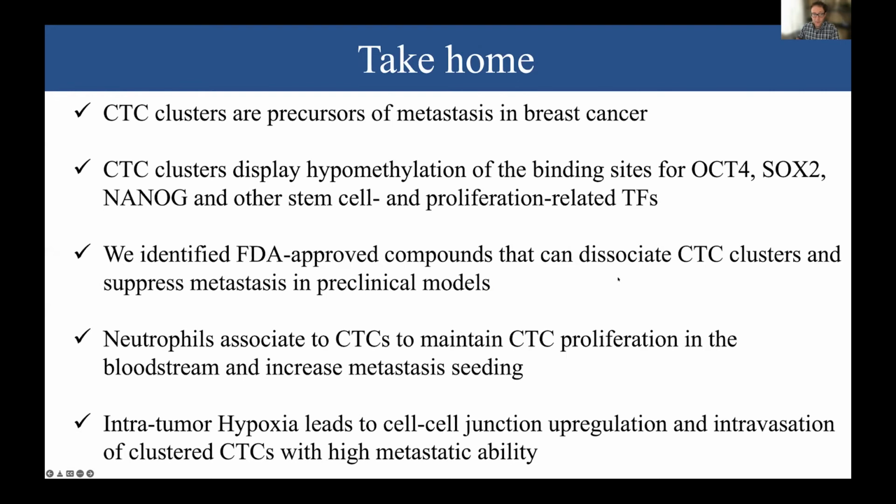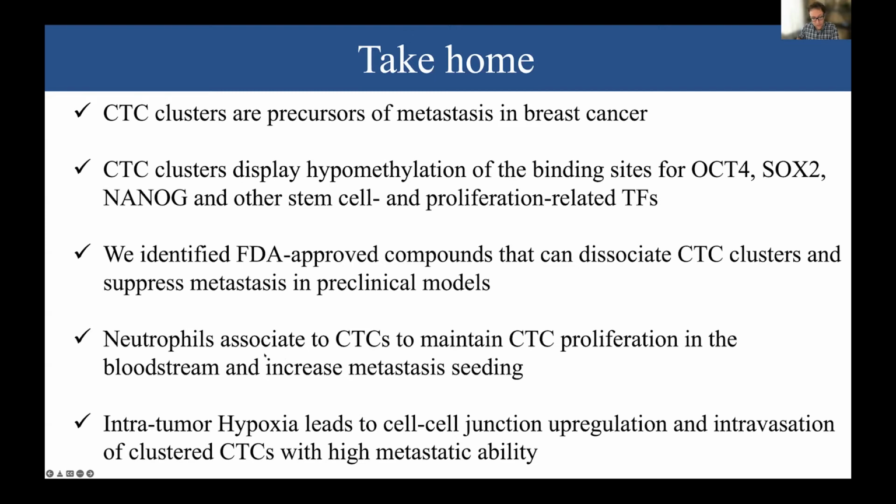Okay, so take-home messages from this presentation are that CTC clusters are precursors of metastasis in breast cancer. They display hypomethylation of binding sites for OCT4, SOX2, NANOG, as well as other stem cell and proliferation-related transcription factors. We identified compounds that are FDA approved and that can dissociate CTC clusters and suppress metastasis in mice. And now we are testing them in patients to see whether this holds true.